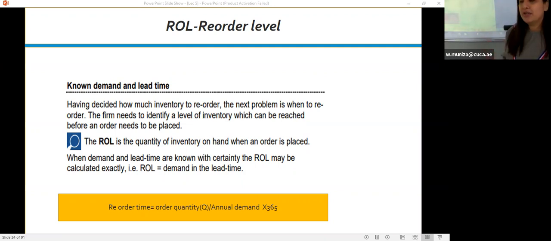Okay, so when you are required to calculate reorder level, if demand and lead time are constant, then your reorder level would be exactly the demand in the lead time. But what about reorder time? How frequently do you need to place an order? How often? In your book, they have not given the formula for reorder time, but in the exam they do ask to calculate reorder time. So the formula for calculating reorder time is the order quantity divided by annual demand multiplied by 365. How often you need to place an order, you can calculate by Q divided by D multiplied by 365. Got it?